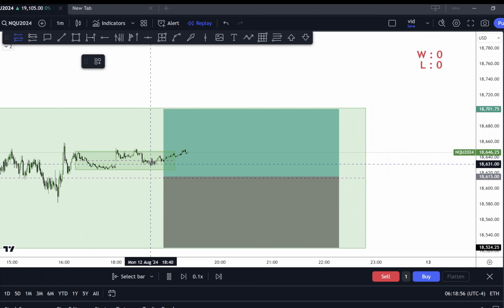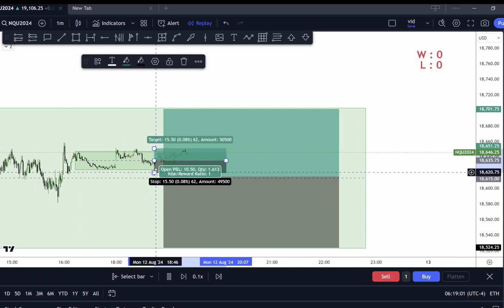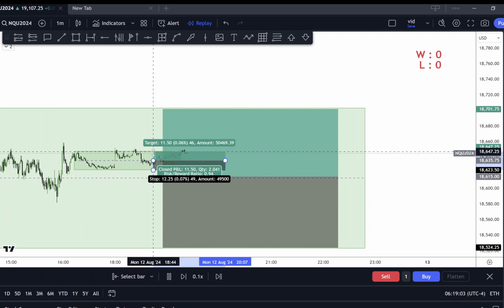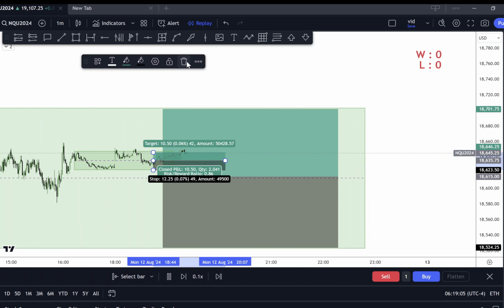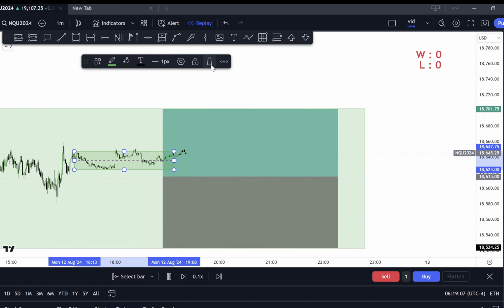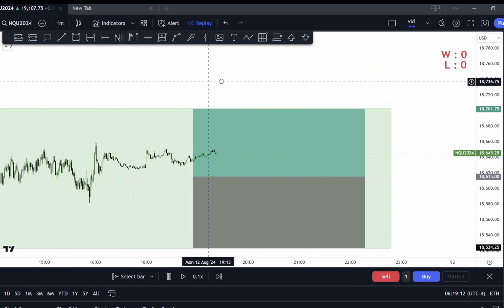So what do you do when you locate a bullish zone in a bullish structure? You take the one-to-one from the 50%. Okay, that's an easy 10 points in Asia. Okay, that was our first win.